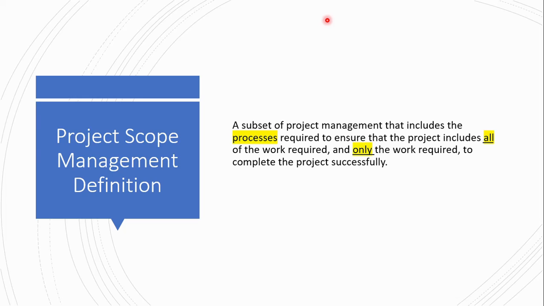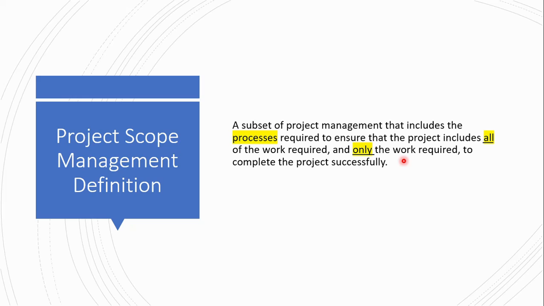So the project scope management is a subset of the entire project management process, and it ensures that the project includes all the work that is required and only the work that is required to complete the project successfully. So two concepts to understand: the project must include all the work that is required to complete the project successfully, and also only the work that is required.